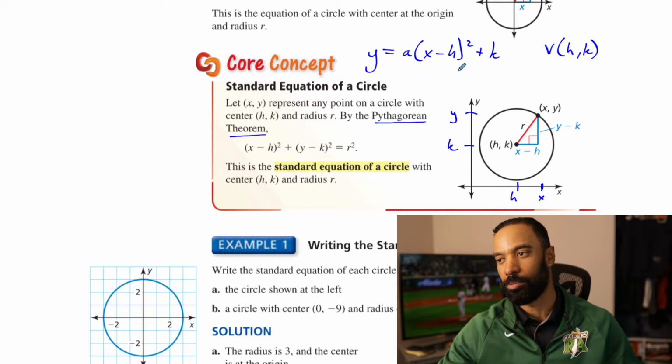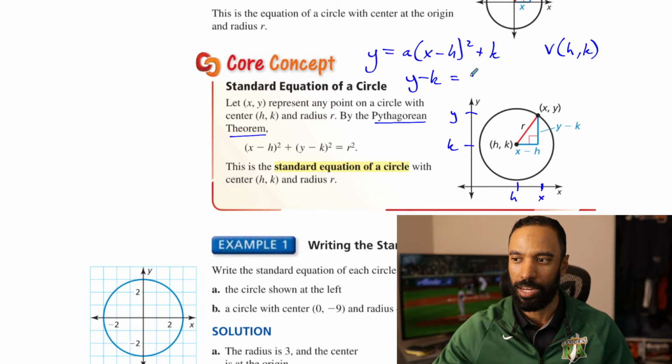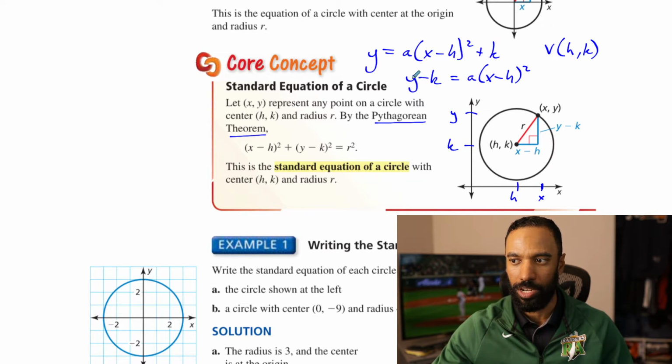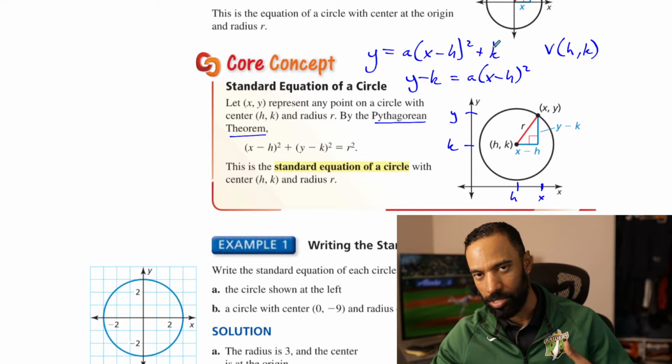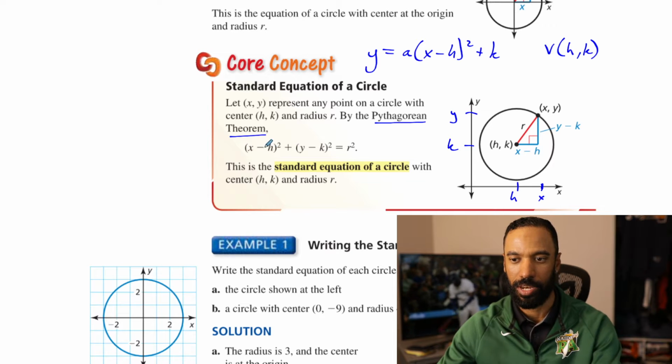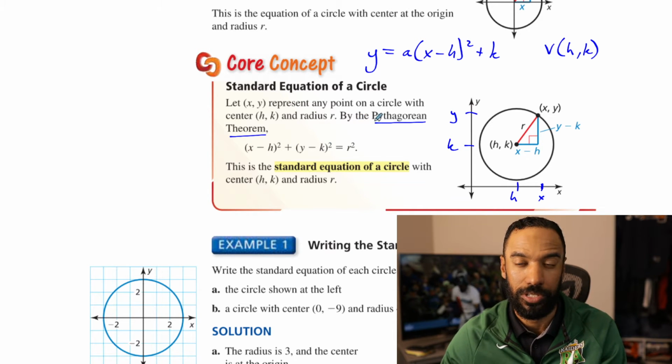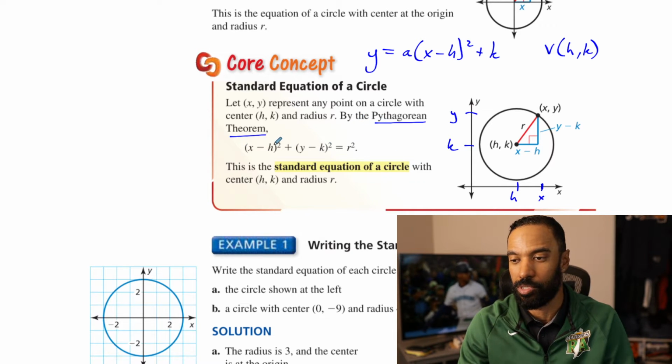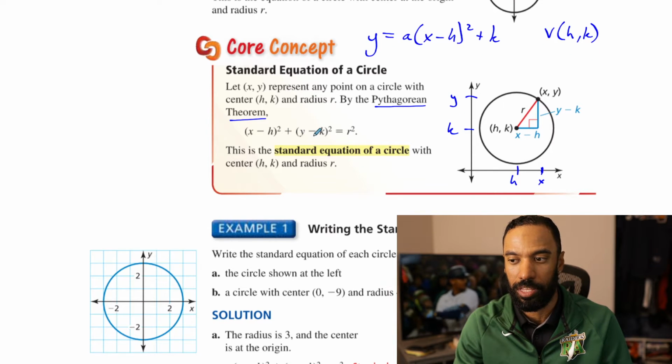Notice that if I subtracted k from both sides, this would say y minus k equals a times x minus h quantity squared. It's a different form of the parabola equation, but when it's on the same side of the equation with y, that's when it's flipped. Here they're on the same side of the equation. And circles, by the way, aren't functions, so we're not going to get y by itself in some scenario. X and y are also on the same side of the equation together. And that's what the equation is going to look like.